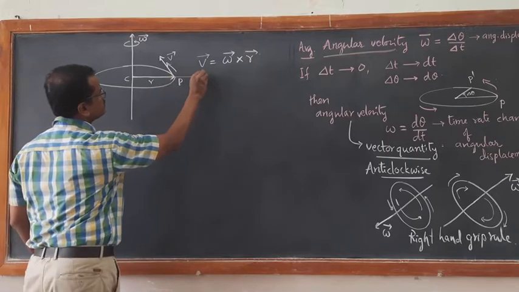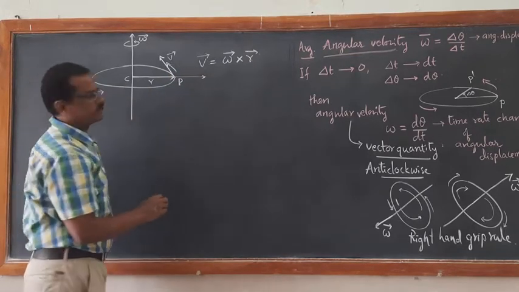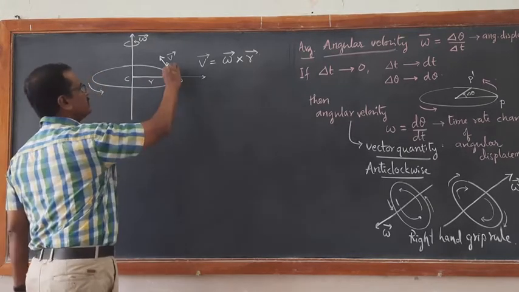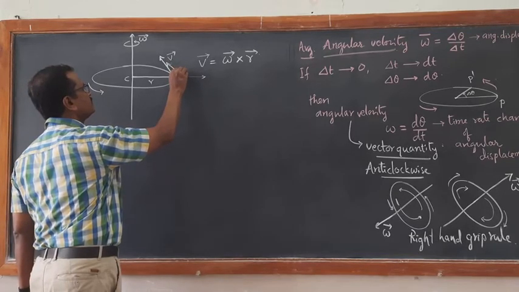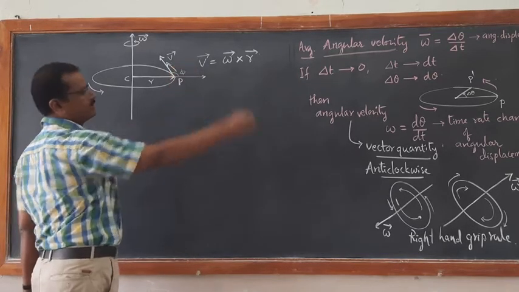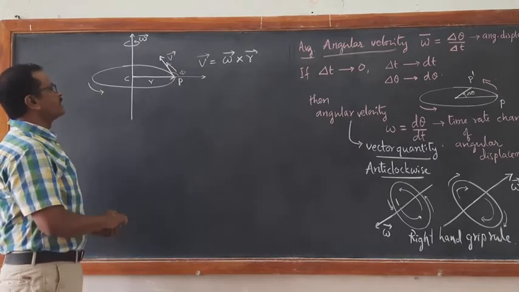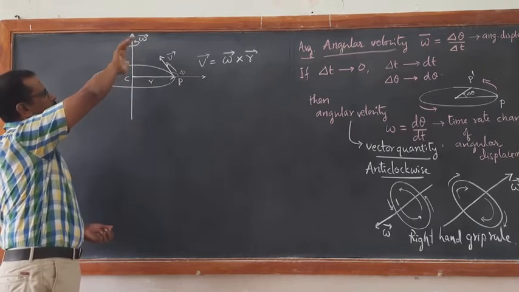Omega cross r. We are taking this perpendicular distance also as a vector quantity. If you extend this, it becomes the extended radius vector, or extended perpendicular distance, and this is the angle. You can take this angle as some angle phi. Then if you rotate omega cross r, turn this omega towards r.